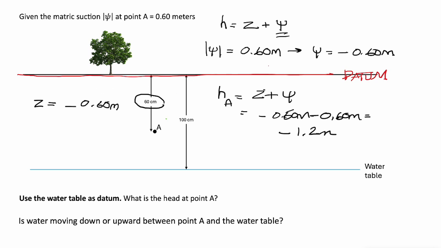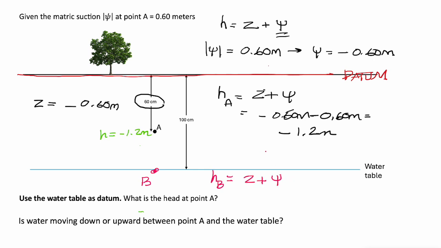We'll do that in green. So we know the head here now is equal to minus 1.2 meters. Okay, and again, we have to figure out what the head is at the water table so we can figure whether water is flowing between the water table and A, up or downward. So we have to pick another point. We'll do it in a different color. We'll do it in red. So pick a point here. Okay, there's point B. So the head at B will equal Z plus psi.